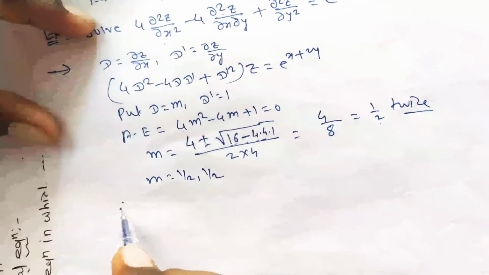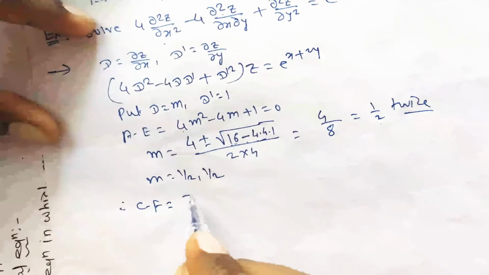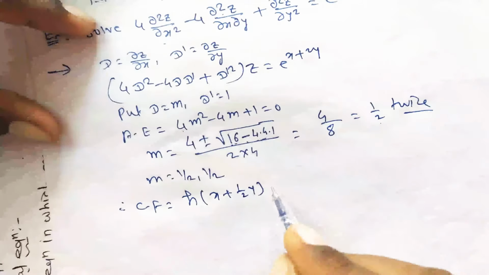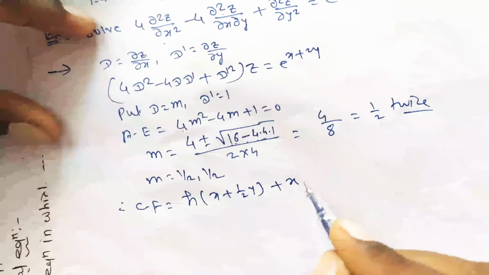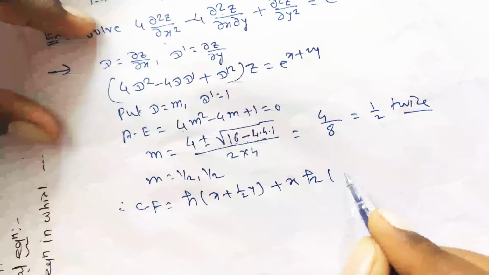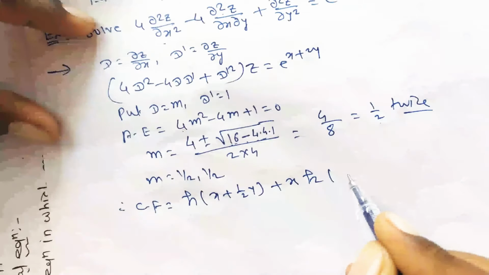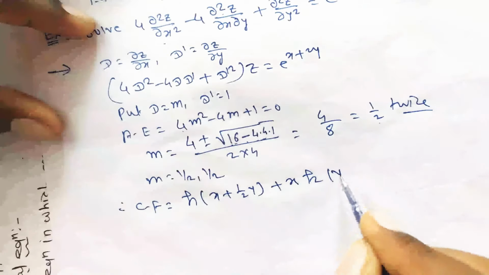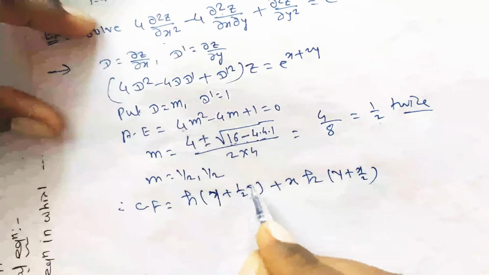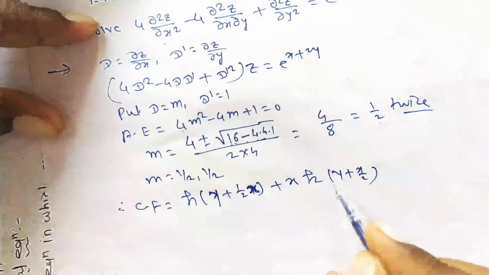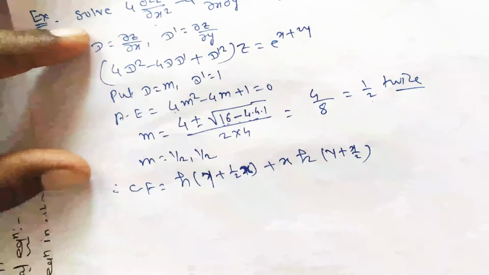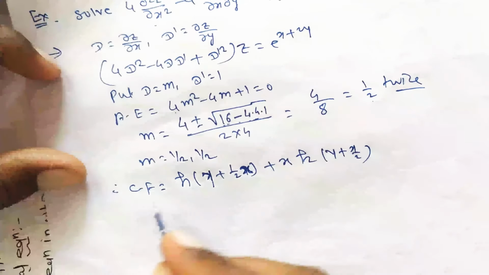And therefore how do we write the complementary function here? The complementary function is f1 of y plus 1 by 2 into x, plus x into f2 of y plus 1 by 2 into x. Here it is y plus mx, so y plus 1 by 2 into x plus x into f2 of y plus 1 by 2 into x. So these are repeated roots. Okay, then we have to find PI here.